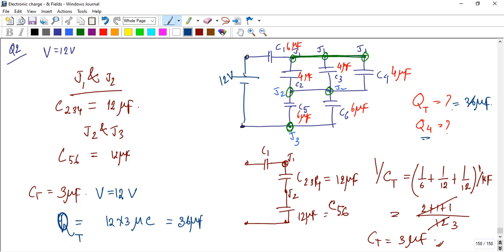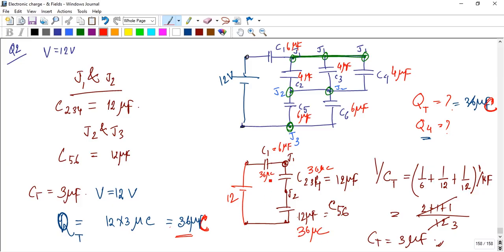And the next answer: the charge held on the C4 capacitor. So how to solve that? Now calculate the potential of each. The total is 12 volt. C1 is given as 6 microfarad, and the charge held is 36 microcoulomb. Each holds 36 microcoulomb, because the three are in series, so that's why 36, 36, 36 microcoulomb.